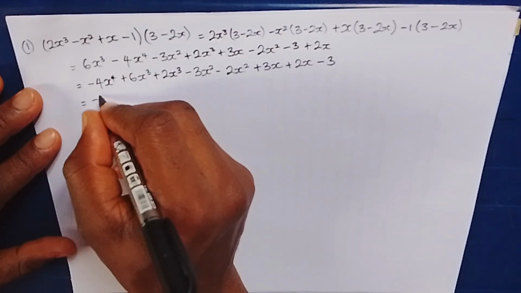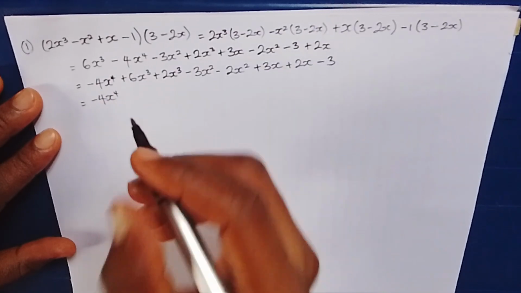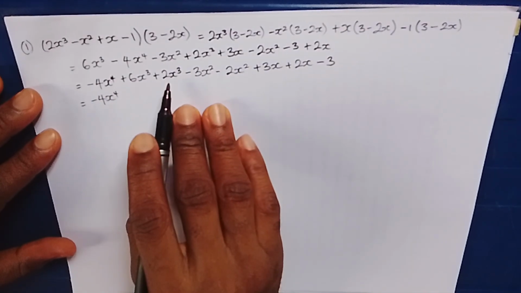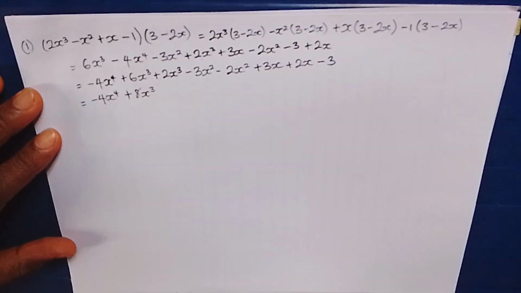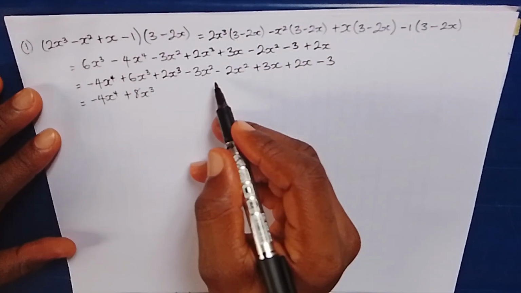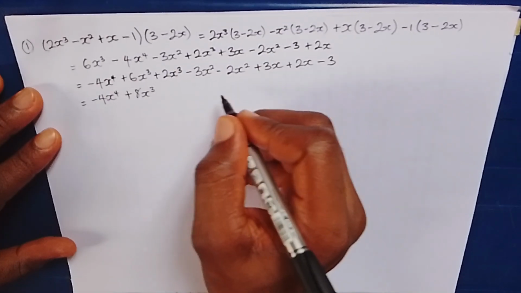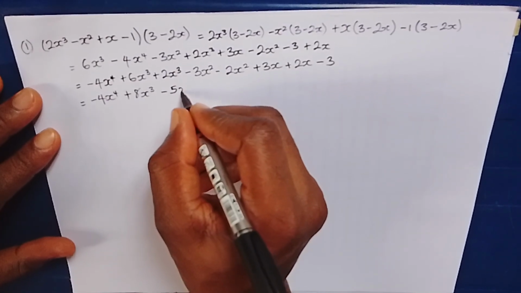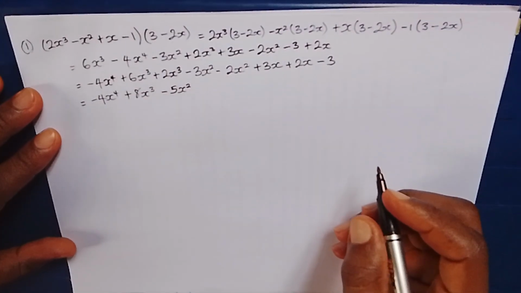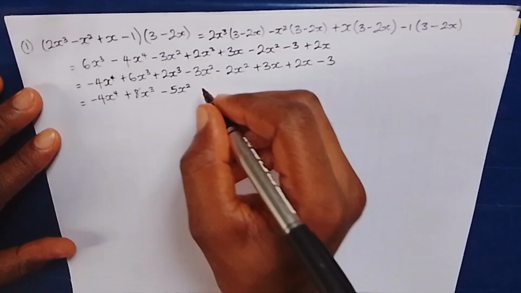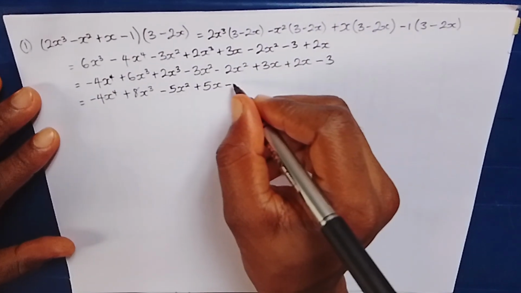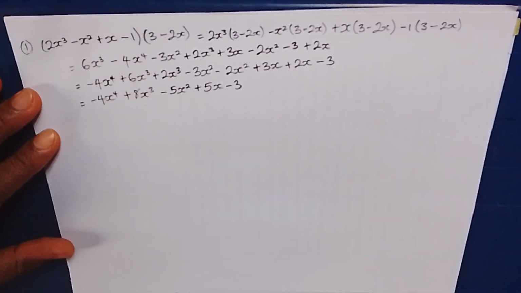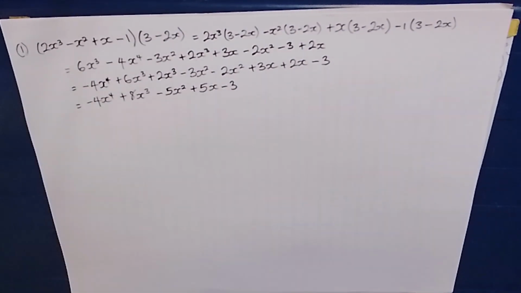So this stands alone. 6x cubed plus 2x cubed gives us 8x cubed. Minus 3x squared minus 2x squared gives us minus 5x squared. Then 3x plus 2x gives us 5x and minus 3. So that's our answer for that.